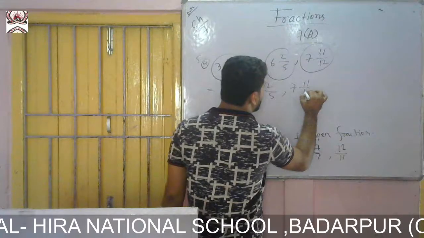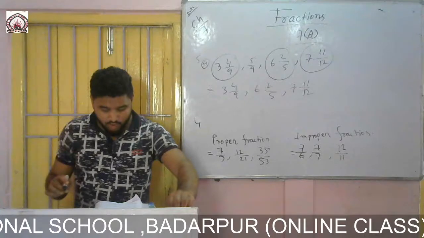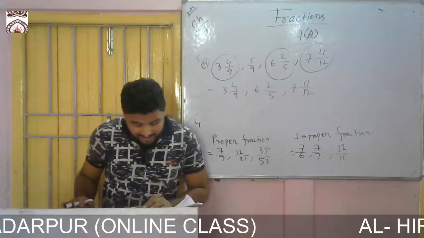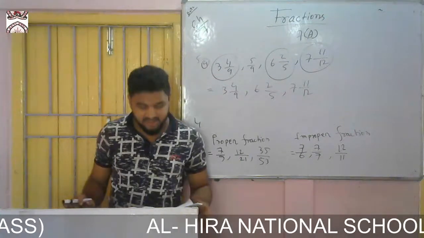So from number B, 12 by 9 and 15 by 9. And from number C, 5 by 5, 13 by 14, and 3, 15 by 37. These are mixed fractions. So you write this one in your copy. Now come to question number 6.